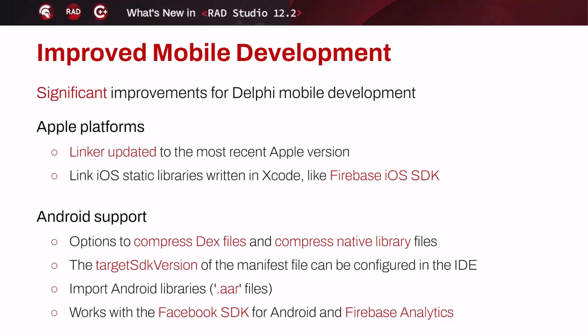On Android, we've added a number of features to the deployment process, including the ability to compress DEX files and compress native libraries. These are all options in the RAD Studio IDE now. Also, you can customize the target SDK version rather than having a single value hard-coded, and you can change it directly in the manifest file. Now, it can be configured in the IDE. Also, the ability to import Android libraries or .aar files, which allows you, for example, to import the Facebook SDK for Android or the Firebase Analytics by Google.